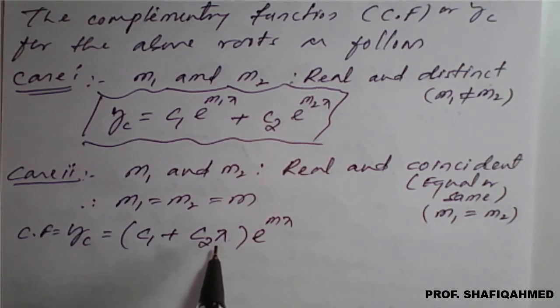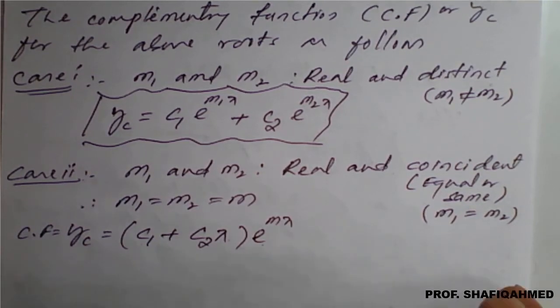Because the given differential equation is with respect to x, that's why we have to multiply by x. If it is with respect to t, then t will come here. Because it is common, if you open the bracket, you will get c1 into e raised to mx plus c2x into e raised to mx. So this is what we get for one kind of root.